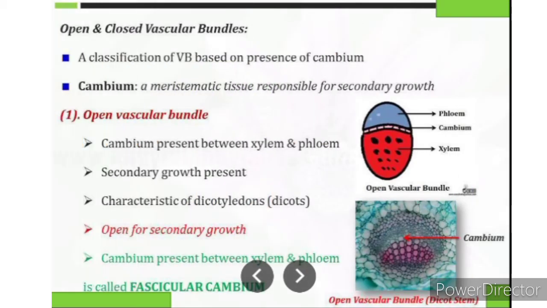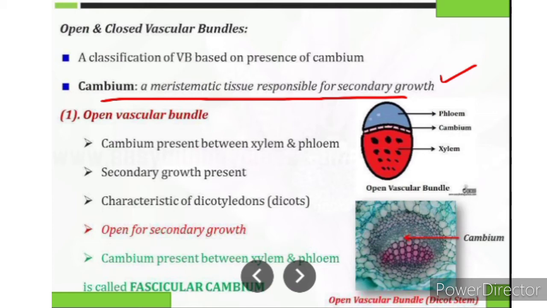First, we discuss the types of vascular bundle based on the presence or absence of cambium. Based on the presence and absence of cambium, vascular bundles are of two types: open type and closed type. One question arises in your mind: what is cambium? Cambium is a meristematic tissue which is responsible for secondary growth in plants. Based on cambium, vascular bundles are of two types: open vascular bundle and closed type vascular bundle.